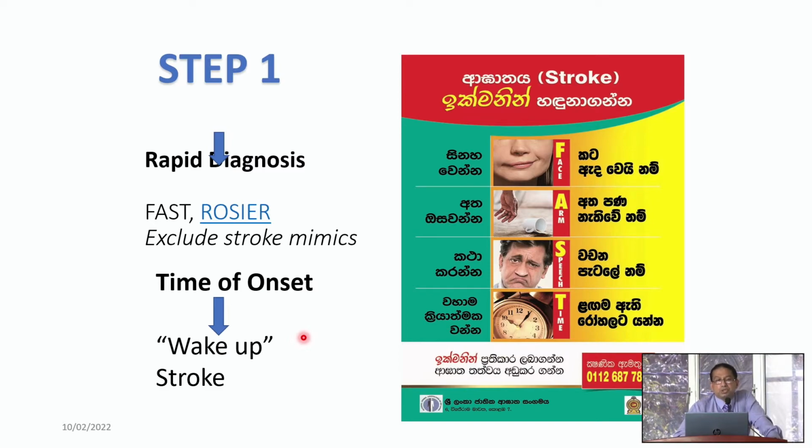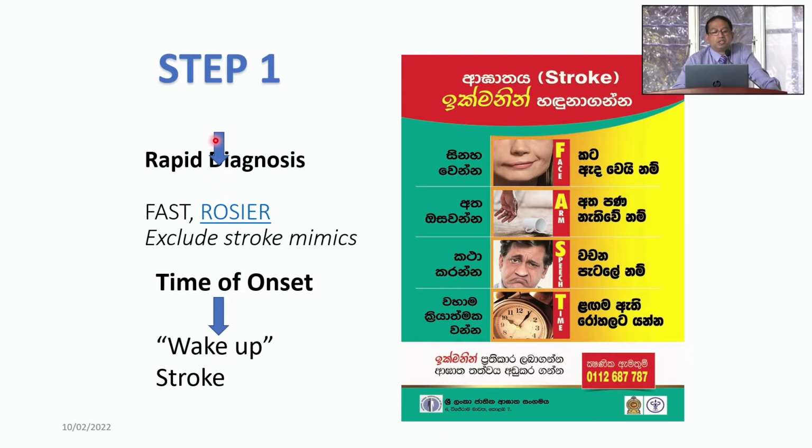So, step 1 is a rapid diagnosis. Most of the time we use a stroke scale rather than doing a thorough examination and history. FAST is the very important scale that we introduce even to the emergency teams and the general public to identify stroke.